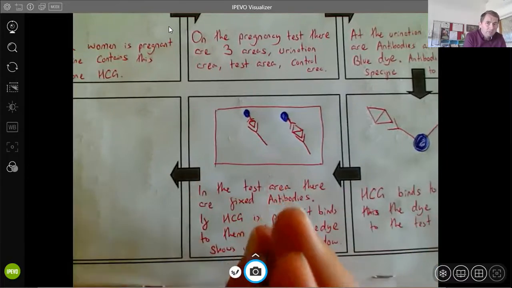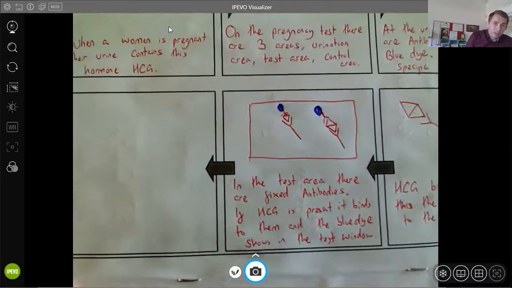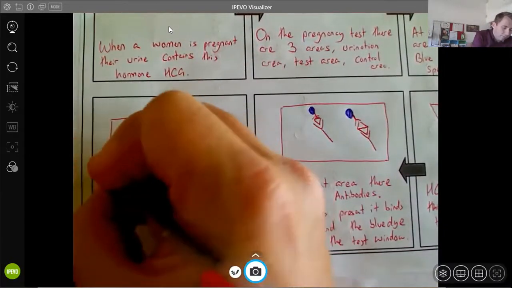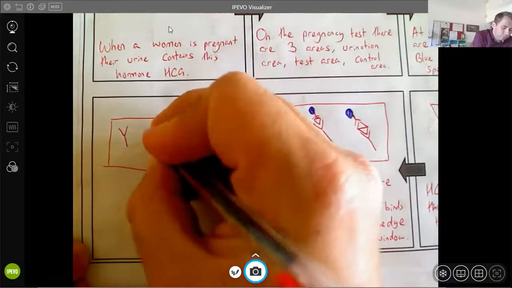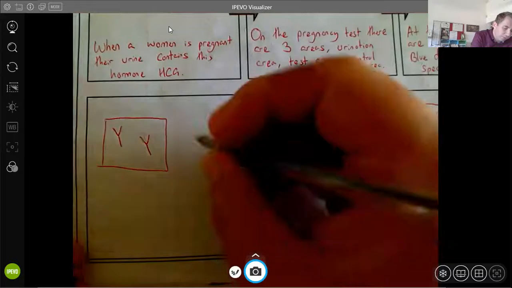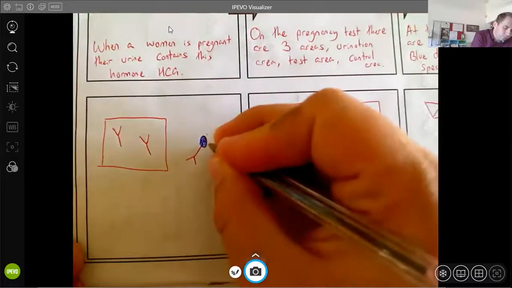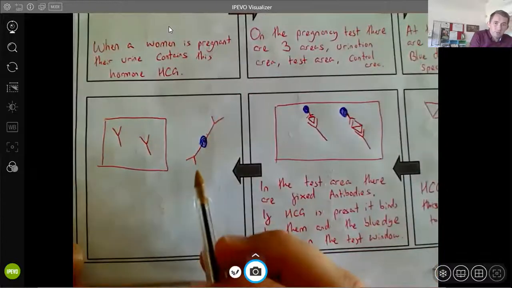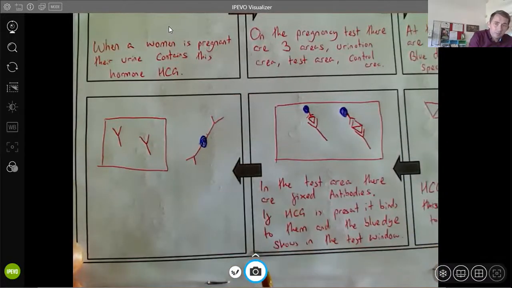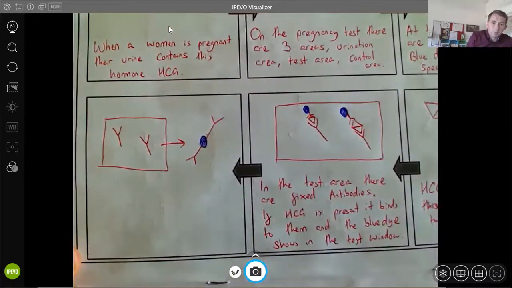You can see that. But surely you're probably going, well, what happens if you're negative? Okay. This time, if we look at the test window again, here are my fixed antibodies. But if you've got no HCG, here's my blue dye with my antibodies attached to it. There's nothing to stop it moving through. There's nothing to stop the blue dye moving through. So it does. So no blue dye is left in the window.